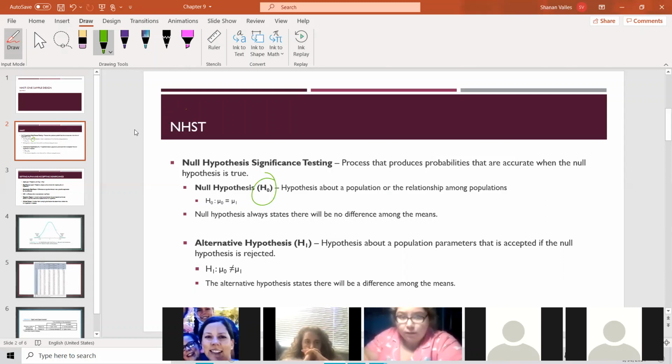But I think the more important thing to know about the null hypothesis is that it says there is going to be no difference among the means. I can say it another way. The null hypothesis says there will be no difference between the groups that you're testing.